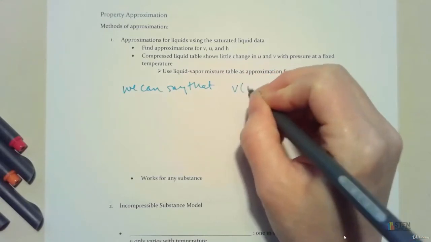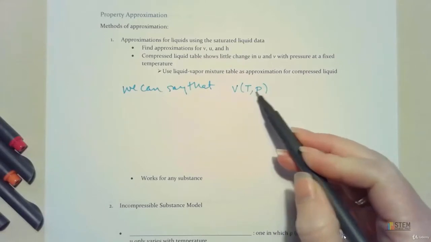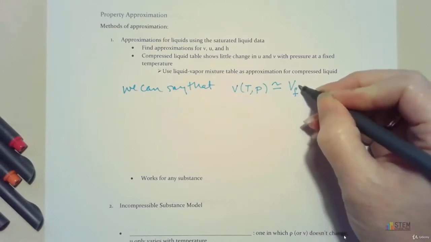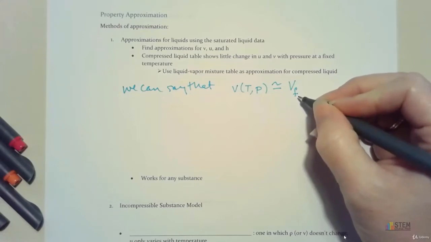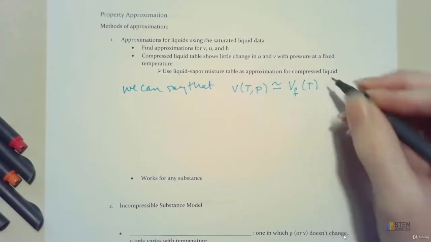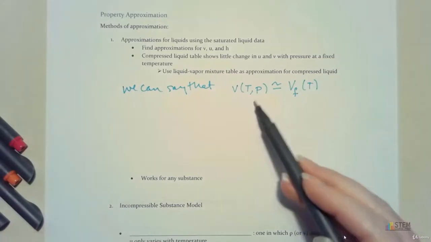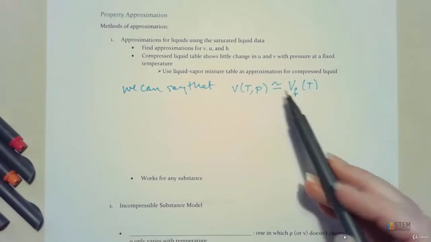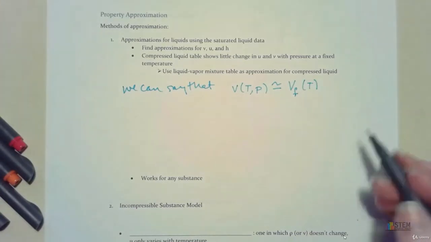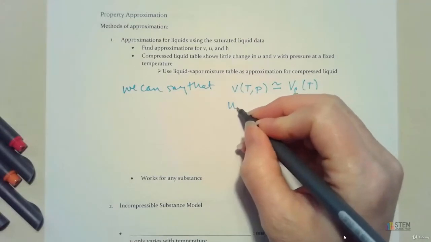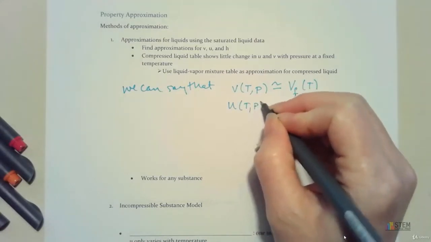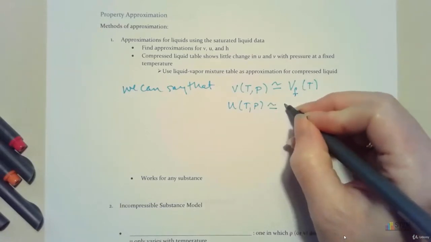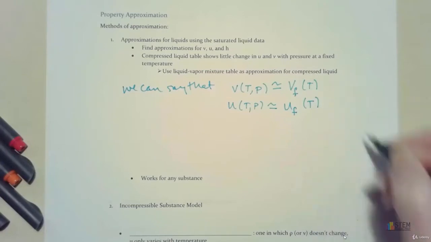So since we can do that, we can say that specific volume, which normally is a function of temperature and pressure, is approximately equal to v_f. That's that saturated liquid point for our specific volume, and you'll just find it at your given temperature. So basically we're saying pressure is not really going to matter at this point. We care about the temperature, so at our given temperature we're going to find v_f. That's going to be good enough for us for compressed liquid. Same thing with internal energy. So little u, specific internal energy, which is typically a function of temperature and pressure, we're going to say that's approximately equal to u_f at the given temperature.